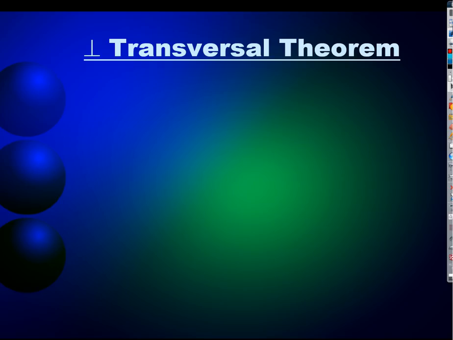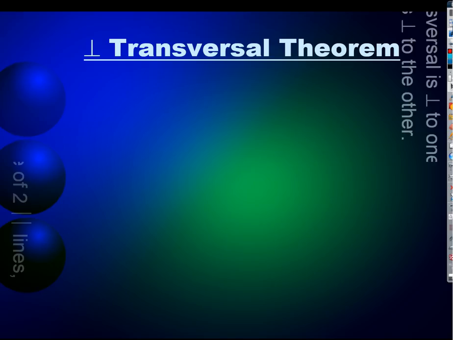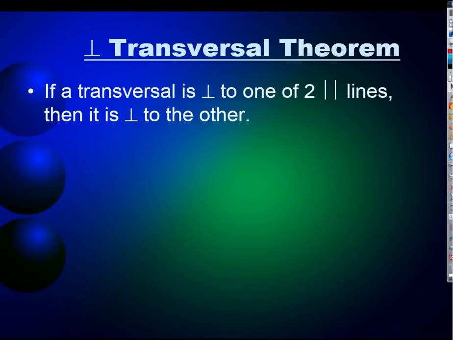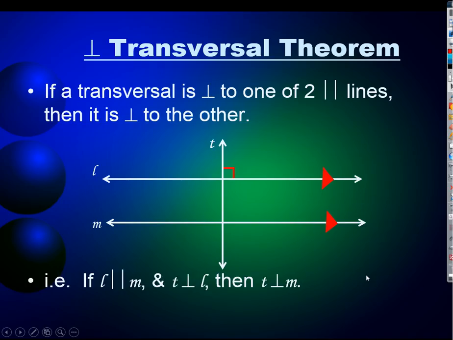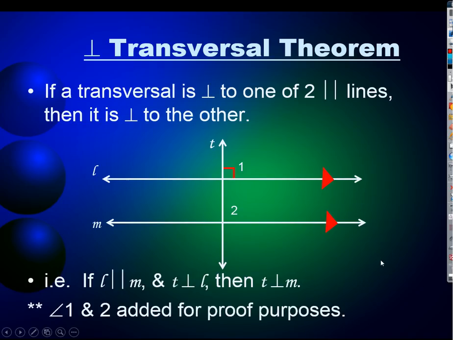The perpendicular transversal theorem. This one just makes sense, really. If a transversal is perpendicular to one of 2 parallel lines, then doesn't it also have to be perpendicular to the other one? If I've got these 2 lines, L and M, that are parallel, and they're cut by some transversal, which maybe we'll call T, so that lines L and T are perpendicular, then doesn't T also have to be perpendicular to M? Yes, it does. So we have that one now we can use.